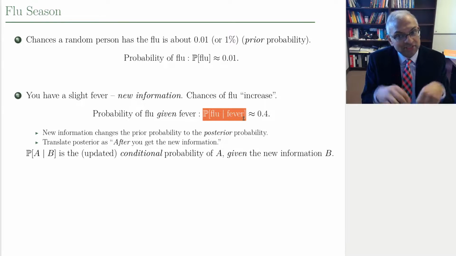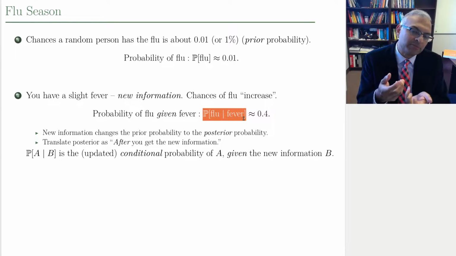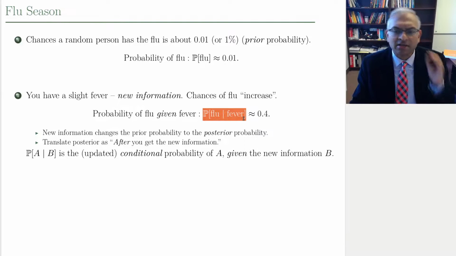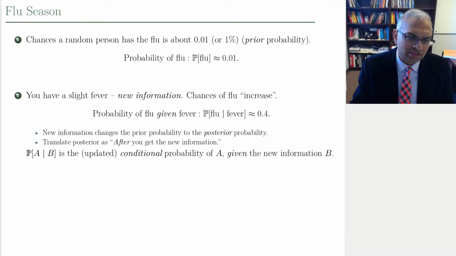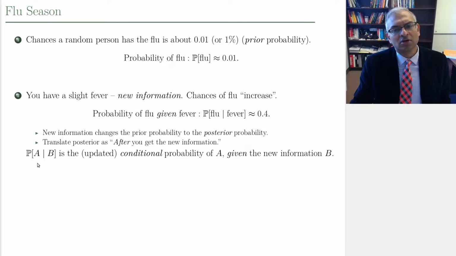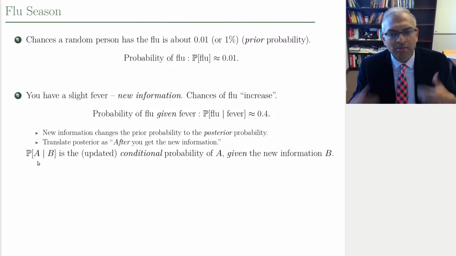So this new information changes the probability. It changes it into what we call a conditional probability. Sometimes people call it a posterior probability. Basically, it's the updated probability of flu, given the new information that you have a fever. And we can do this for any two events in general. We will say that the probability of A given B is the updated probability of the event A, now that you know that the event B has occurred. We call this the conditional probability, and this is the notation that we use for it. It just says that we have had to update the probability of the event A because we got new information.